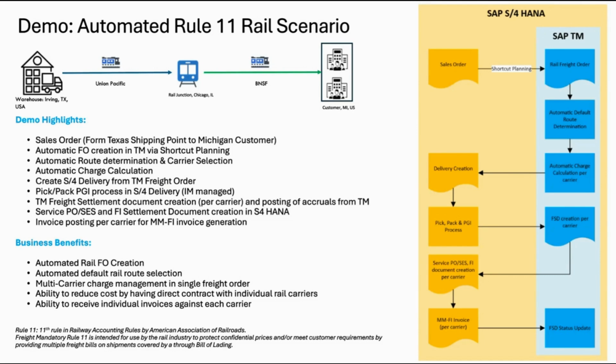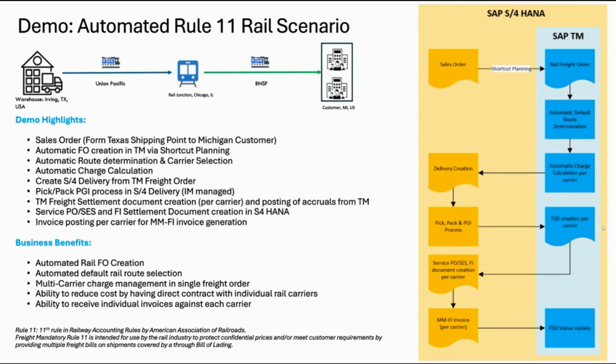Then the pick, pack, PGI process will be completed in the S4 delivery. For this demo, we are using an IM managed storage location. Once the delivery is PGI'd, we'll be creating a freight settlement document individually per carrier and posting it to accruals. As part of the accruals posting, a service PO, service entry sheet, and a freight settlement document will be created. After that, we will be recording the invoices of each carrier in S4 through the MIRO transaction.